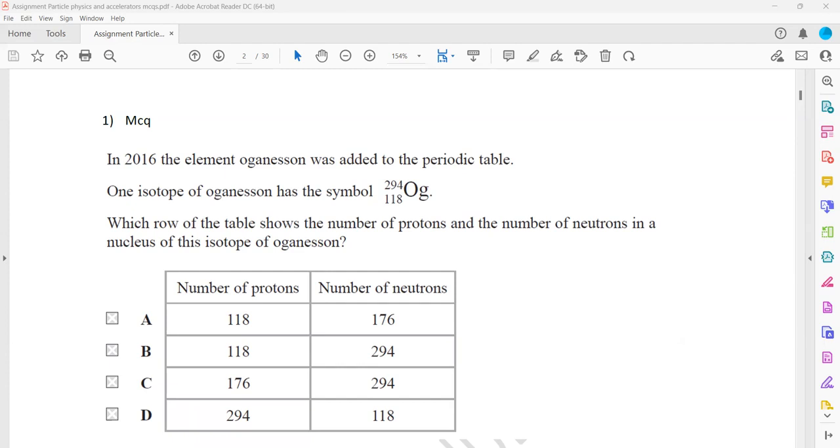If you want the number of protons, neutrons, and electrons, to get the number of protons, the atomic number represents the number of protons. So it is 118. So the proton number is equal to 118. And to get the number of neutrons, we take a difference of the two. The nucleon number, which is 294, minus 118, will be 176. So 176 neutrons and 118 protons. So A will be the right answer.